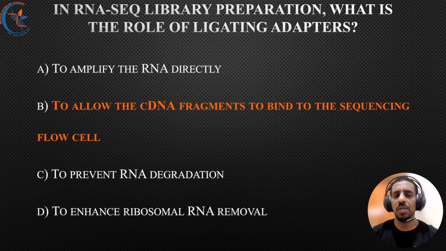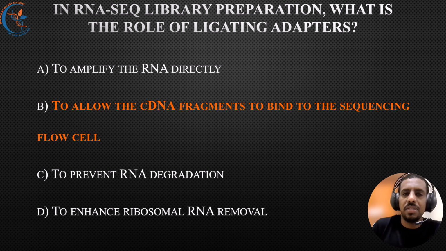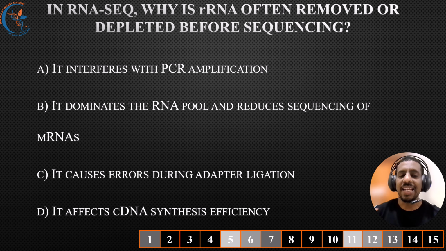Alright, as we know, adapters are short DNA sequences that are attached to the ends of cDNA fragments, right? They are necessary because they enable the cDNA to attach to the sequencing platform flow cells for amplification and sequencing. Alright, let's move on. Alright, in RNA sequencing, why is ribosomal RNA often removed or depleted before sequencing?